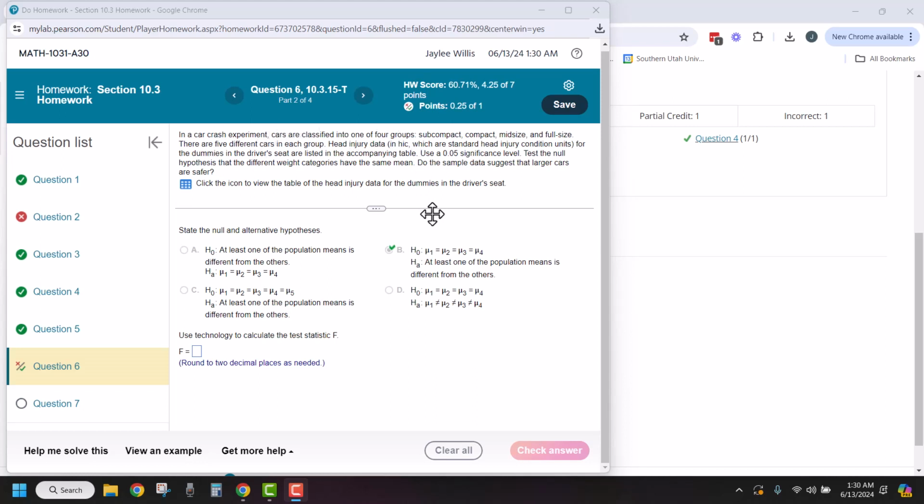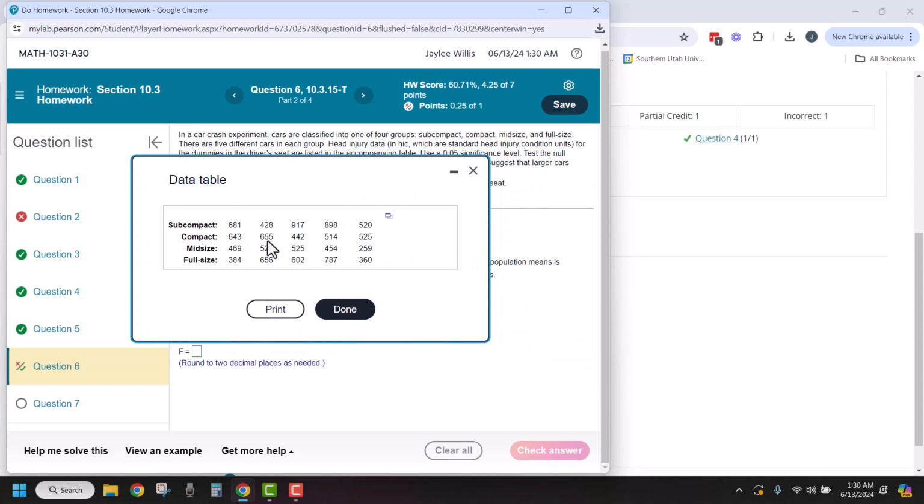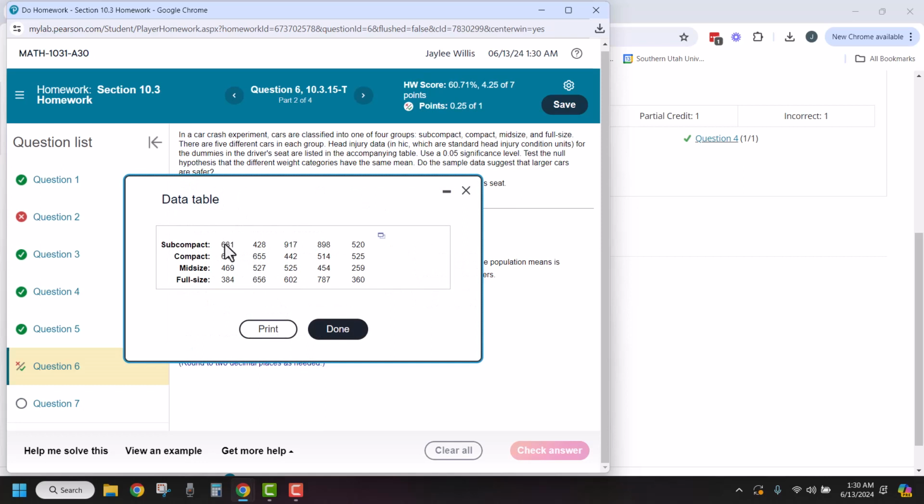So in this problem, it says in a car crash experiment, cars are classified into one of four groups, either subcompact, compact, midsize, or full size. And there's 5 different cars in each group. So in this study, there's 5 different cars in each category. And we're looking at head injury data where the dummies in the driver's seat are listed in the table. So these numbers represent the severity of the dummy head injuries.